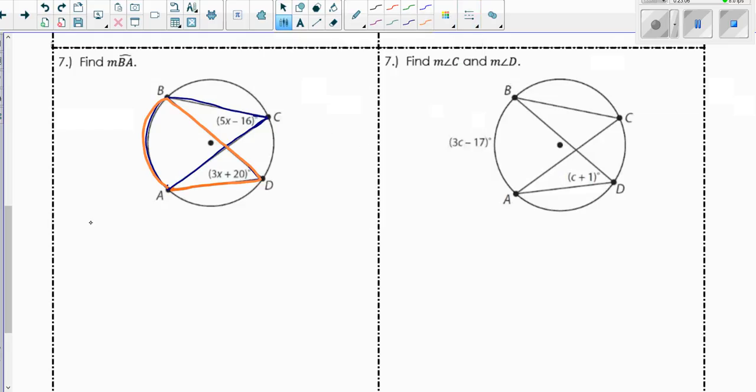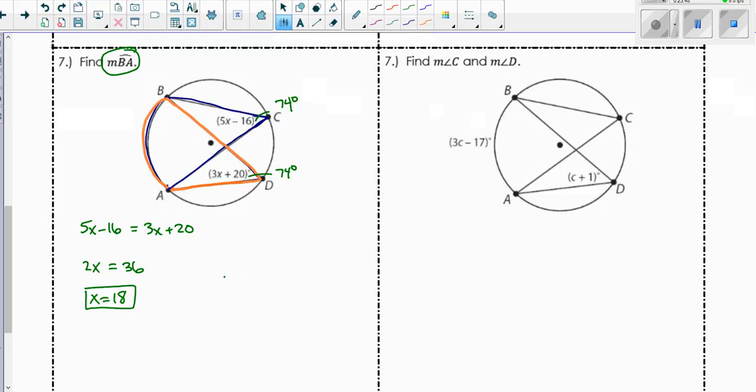So that means that I can say that this angle of 5x minus 16 has to be equal to 3x plus 20. Okay, this would be a good place to pause, finish this angle, and then go back and find the measure of arc BA. So let's solve. I get that x is 18. All right, if x is 18, I'm going to go back and substitute. 3 times 18 plus 20 tells me that this angle is 74 degrees, which means the other angle should be, but I'm just going to double check. 5 times 18 minus 16. This one is 74 degrees as well.